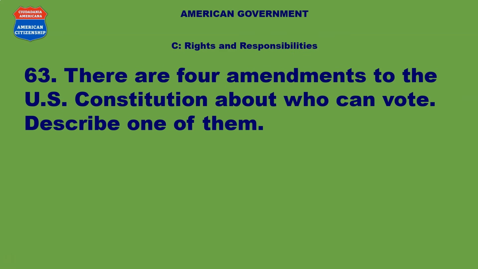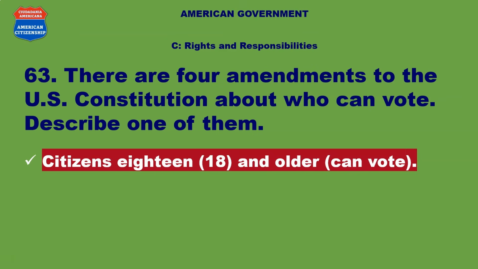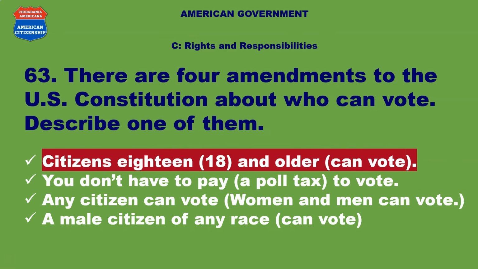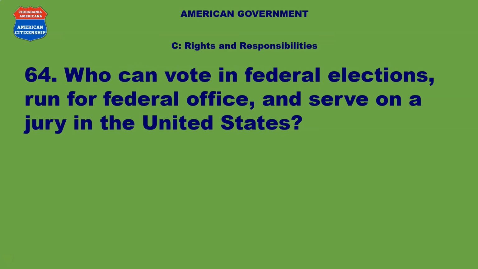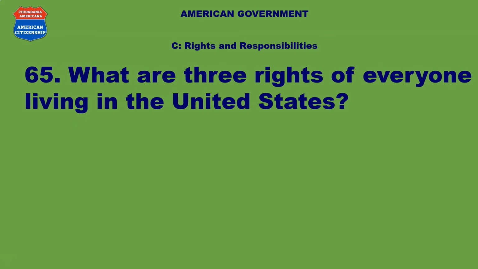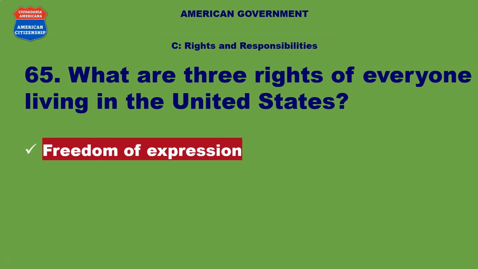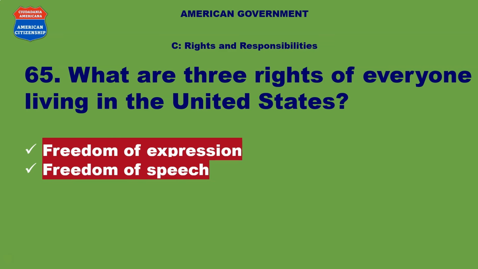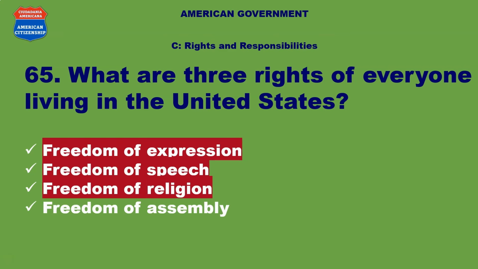There are 4 amendments to the U.S. Constitution about who can vote. Describe one of them. Citizens 18 and older can vote. Who can vote in federal elections, run for federal office, and serve on a jury in the United States? Citizens. What are 3 rights of everyone living in the United States? Freedom of expression, freedom of speech, and freedom of religion.